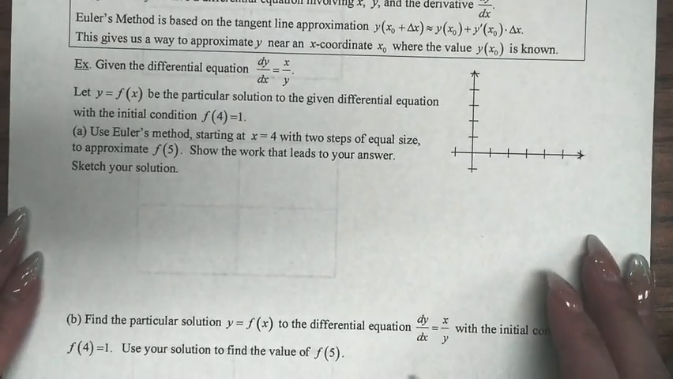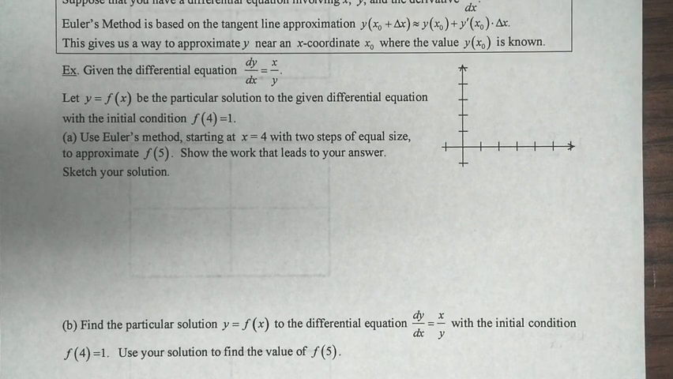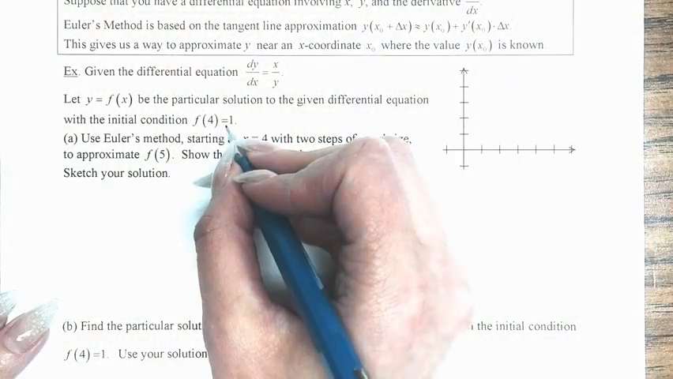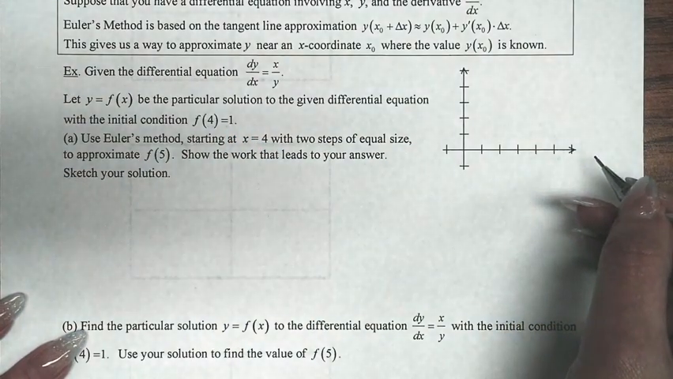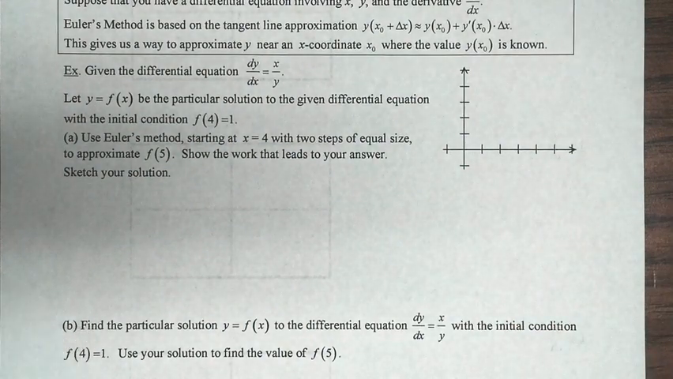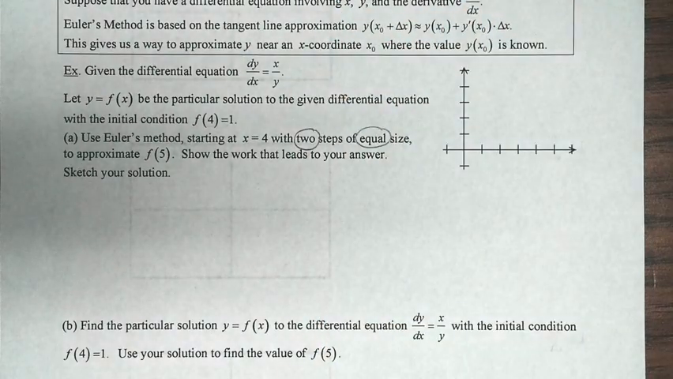Okay, this notation might look a little bit intimidating, but don't worry, it's going to be pretty easy once we work this example. On this example, you have the differential equation dy/dx equals x divided by y. We have that y equals f(x) is going to be the particular solution to the given differential equation with the initial condition f(4) equals 1. We're going to use Euler's method starting at the point (4, 1), with two steps of equal size, to approximate f(5). We're going to show all the work that leads to your answer.